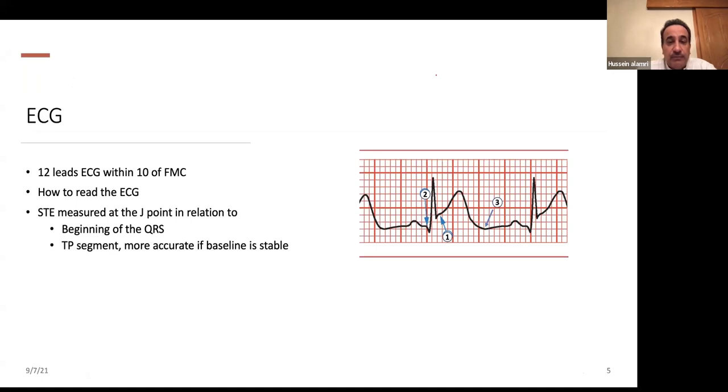First, we look at the elevation of the ST segment, and we measure the elevation at the J point in relation to the PR segment. However, if the baseline is stable, which means the TP segment is stable, not irregular or hectic, then it's better to take the TP segment. It's more accurate than the PR segment. So you measure if there is ST elevation more than 1 millimeter in 2 contiguous leads, this is ST elevation MI.